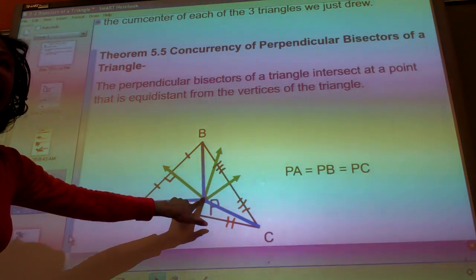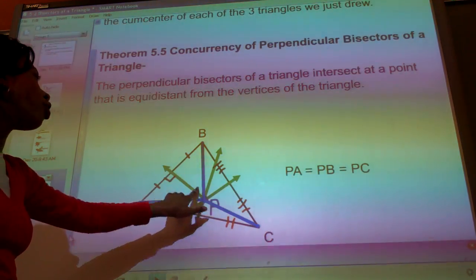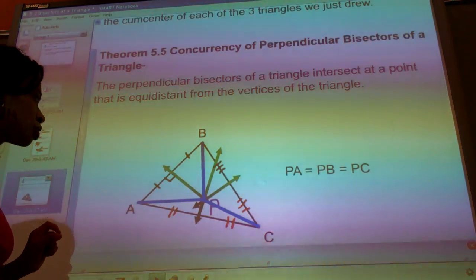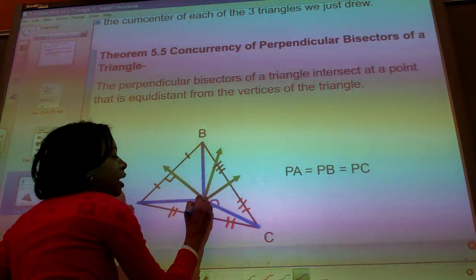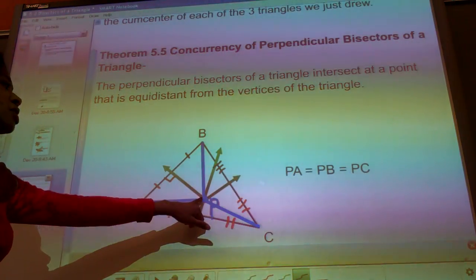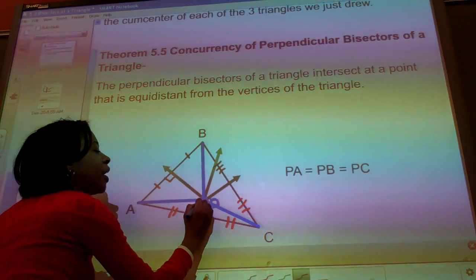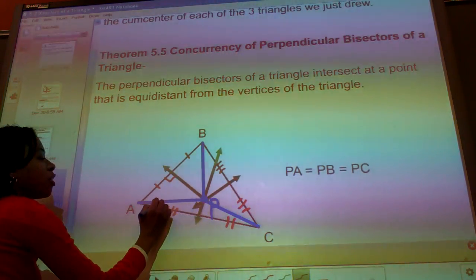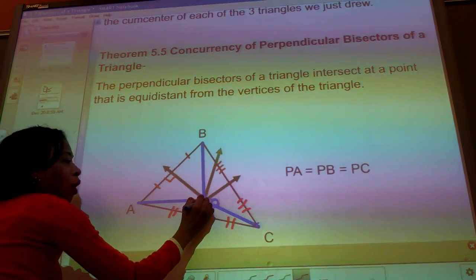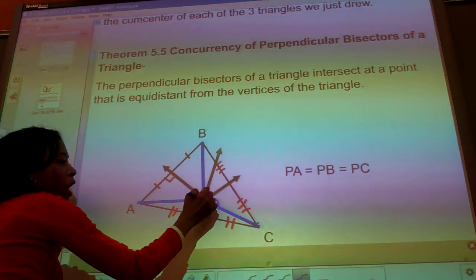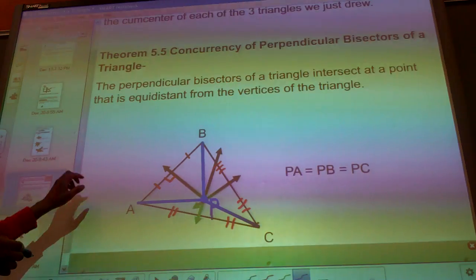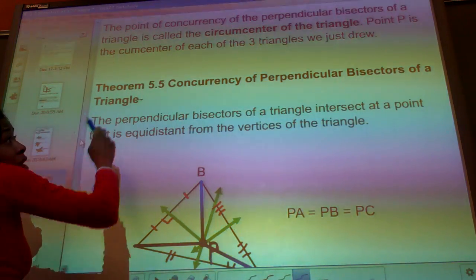Well, that one place where all three, as we talked about, all three perpendicular bisectors intersect, right here at point P, is called the point of concurrency. Well, when I draw my point P in, my point of concurrency right there in the center, if I go from my point of concurrency and draw out to each vertex, that's these blue lines, I'm going to have what we call, again, the circumcenter of a triangle.